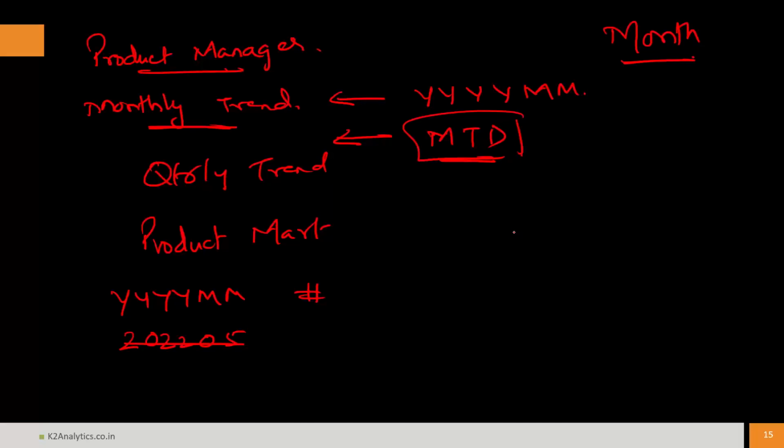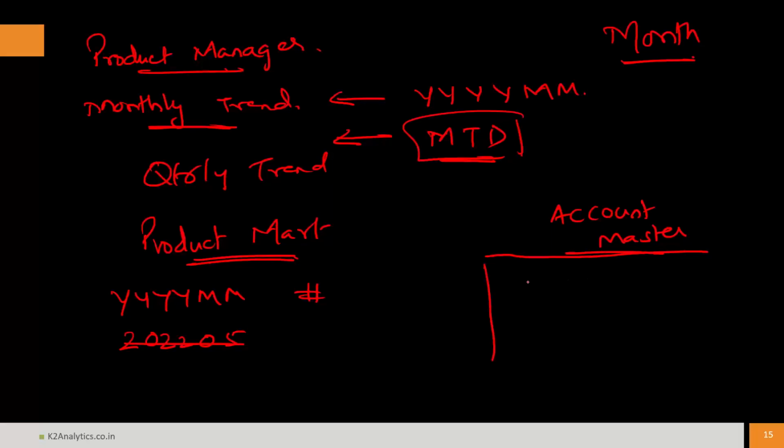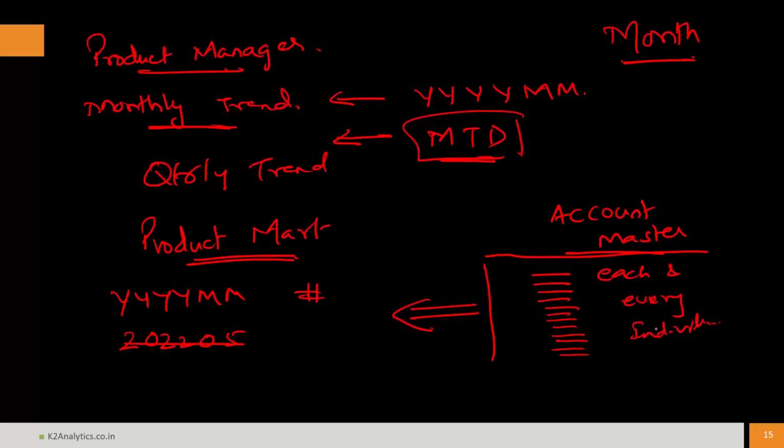However, this is the Mart. The Mart will have the aggregated information. The account master table, which is being extracted from source, this data has to be at daily level. Why? Because you are aggregating data from here and populating the Mart. An account master pertains to each and every individual, so individual level information will be stored here.